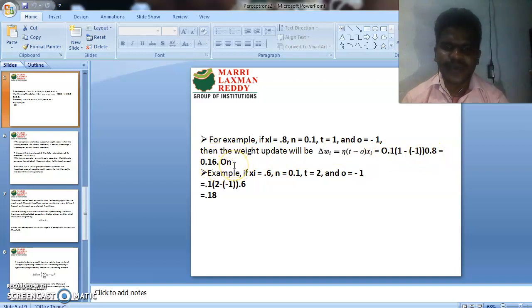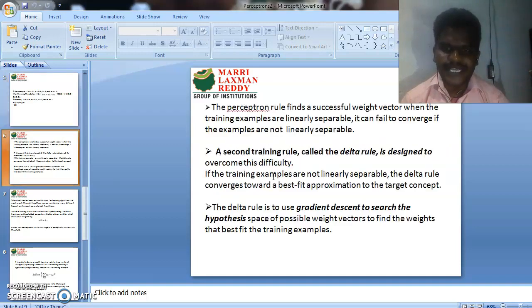Okay, here the updated weight value is 0.116. Here we also apply it by substituting some values into the formula, that is, updating the weight values in the network. The next one is gradient descent on the delta rule.